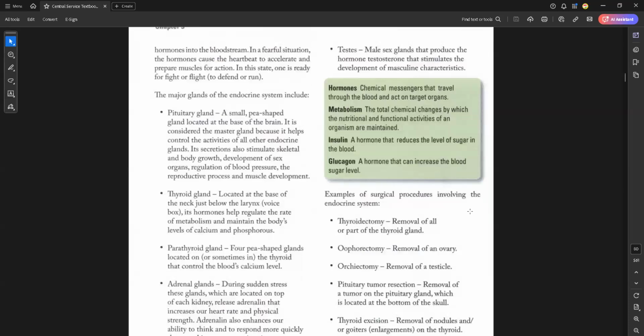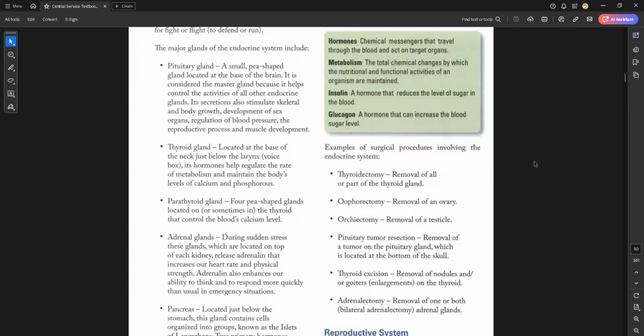Okay, so the major glands of the endocrine system include the pituitary gland. Its secretions also stimulate skeletal and body growth, development of sex organs, regulation of blood pressure, the reproductive process, and muscle development. So the pituitary gland plays a very key role. Then the thyroid gland is also there, and then we have the parathyroid gland, and then the adrenal glands. Adrenaline. I believe everybody has heard about that.